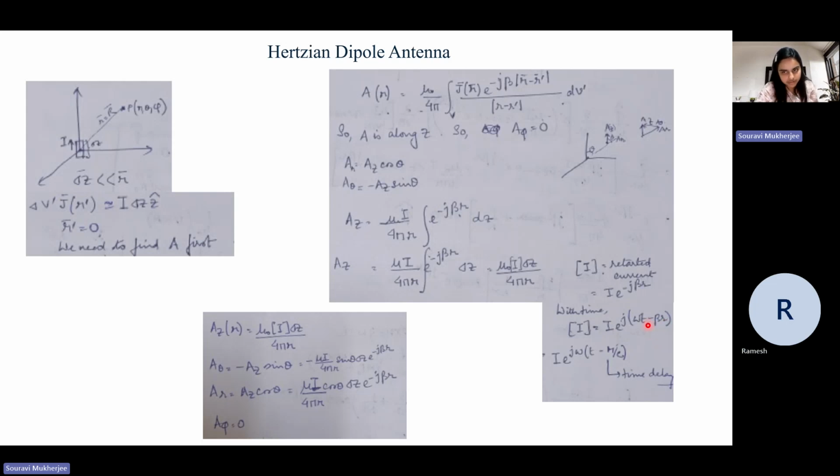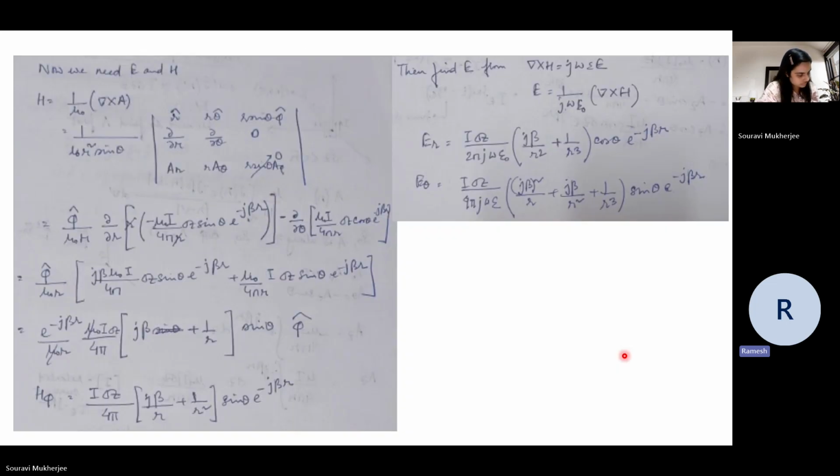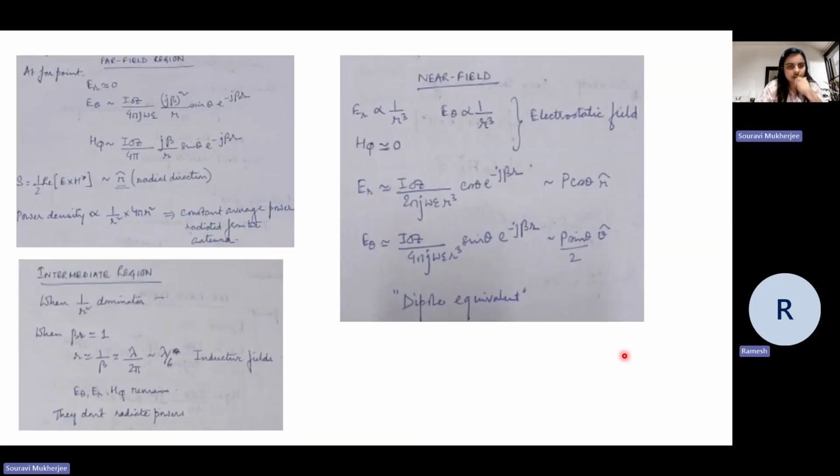How are we going from beta r to omega r by c? That means you are replacing beta by omega by c. That means omega is equal to c into beta, which is the same as writing omega equal to ck. So a bit confused, what is k, what is beta? No, they are the same. Okay, madam, please proceed.